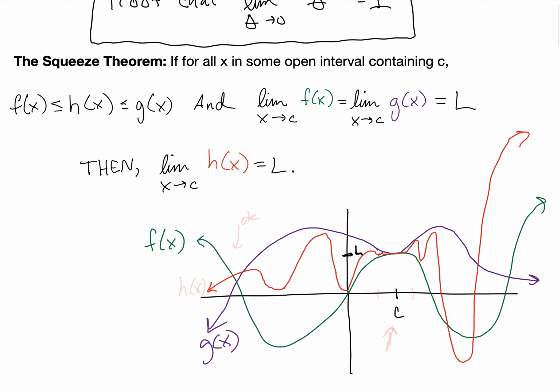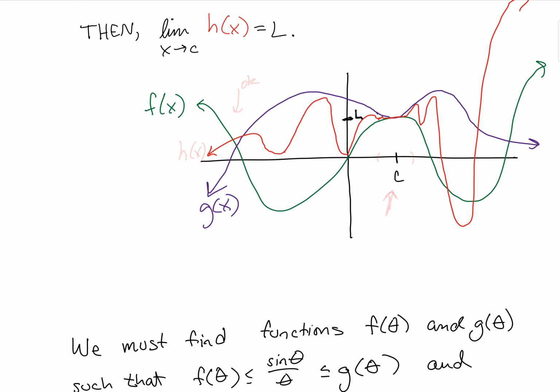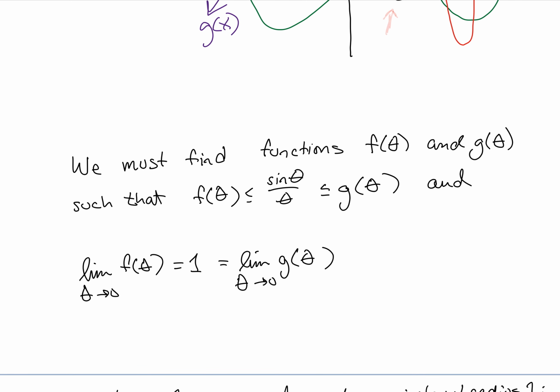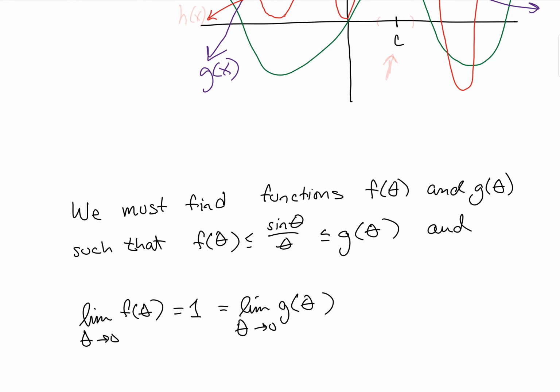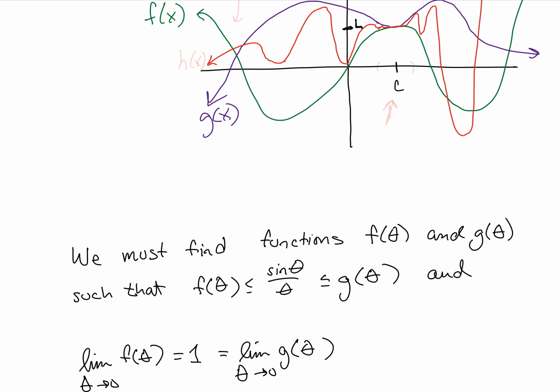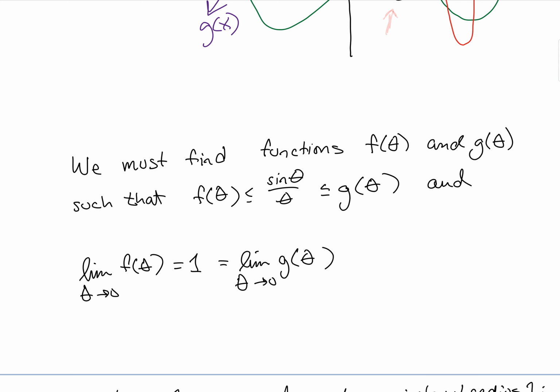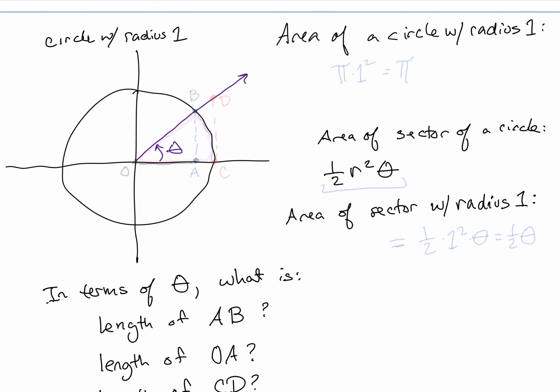So to use the Squeeze Theorem to prove what we want to prove, that the limit as theta goes to 0 of sine theta over theta is equal to 1, we must show that there are functions f of theta and g of theta such that f of theta is less than or equal to sine theta over theta, which is less than or equal to g of theta, and the limit as theta goes to 0 of f of theta is equal to 1, and the limit as theta goes to 0 of g of theta is equal to 1. So we have to be a little creative in finding those functions, and to do that we are going to use the unit circle with radius 1 and a sector of that circle.